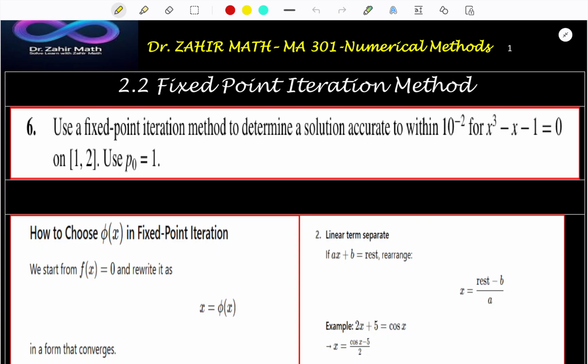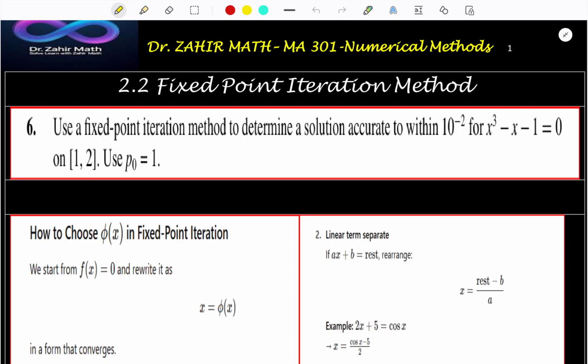The third method we are going to do is the fixed point iteration method. Otherwise, this method is called the method of successive approximation. What is the other name for this one? Method of successive approximation. Right. So we are going to do this method. Let me explain it. This is a very simple method. The calculator work is very little here, but before starting the calculator work, you need to think a little bit more. So let's start this question.